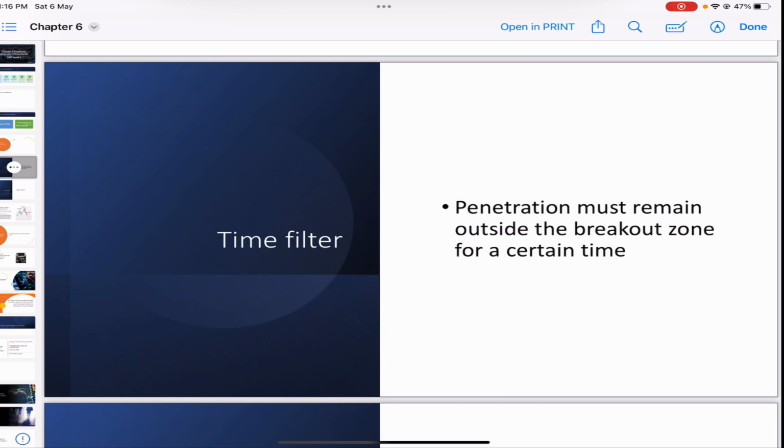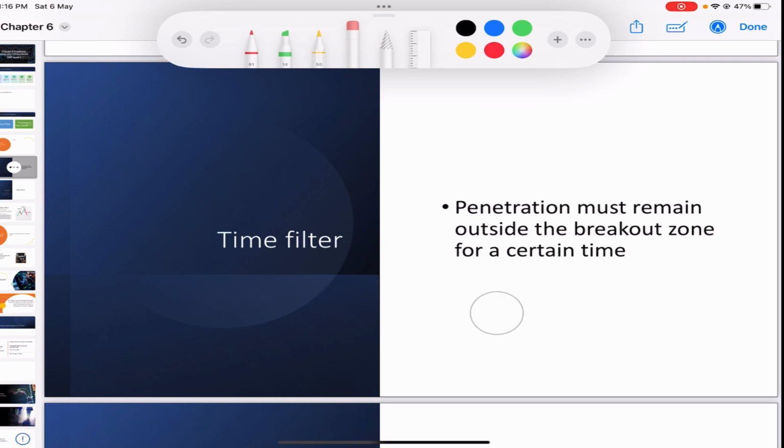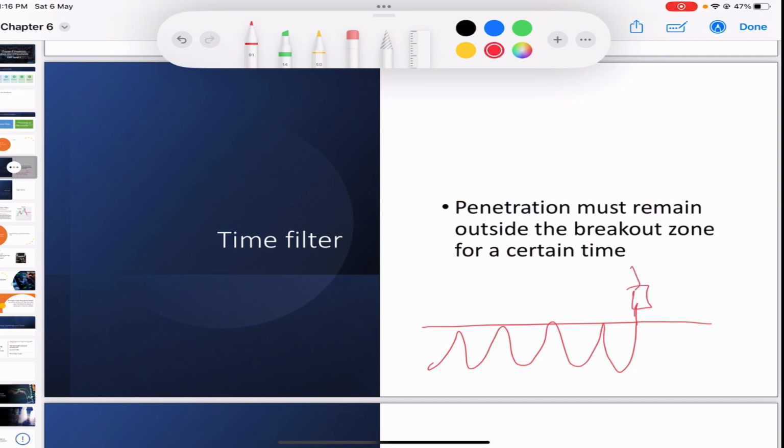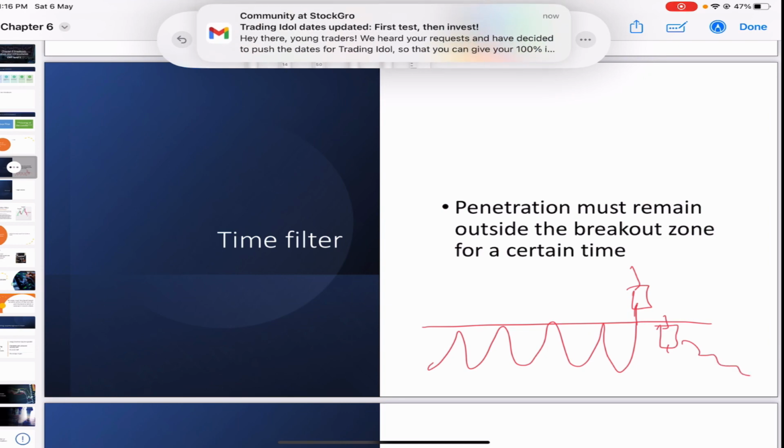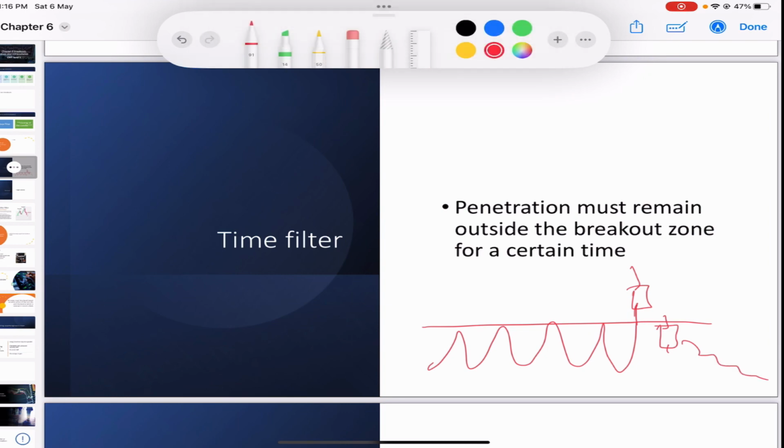For example, if this is my stock and it breaks out, the first candle is outside the zone, and suddenly the second candle is inside the zone again, so my stock is going to go down again. Do you get my point? Only one candle is outside the breakout zone, so I need to confirm my breakout. I need at least 2 candles to be outside of my zone. I need the price to spend a considerable amount of time outside the zone so I can confirm. That is what they are discussing in the time filter.